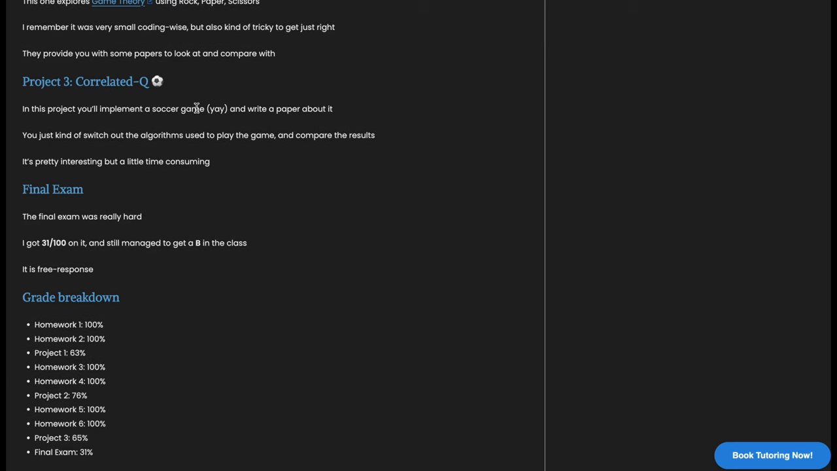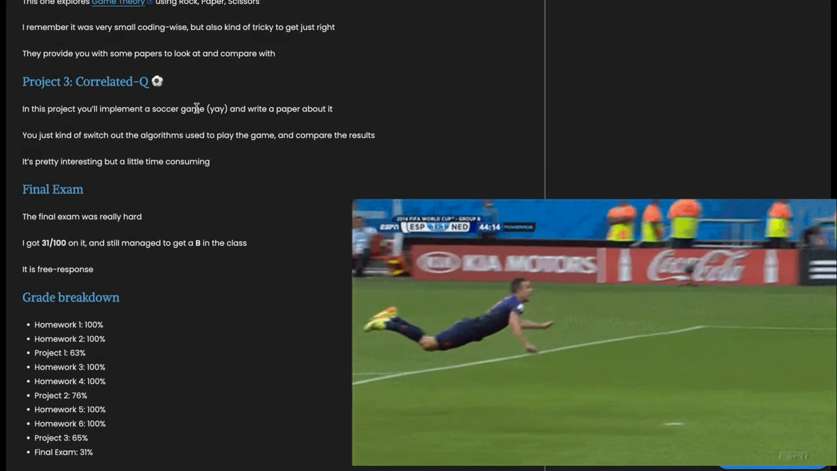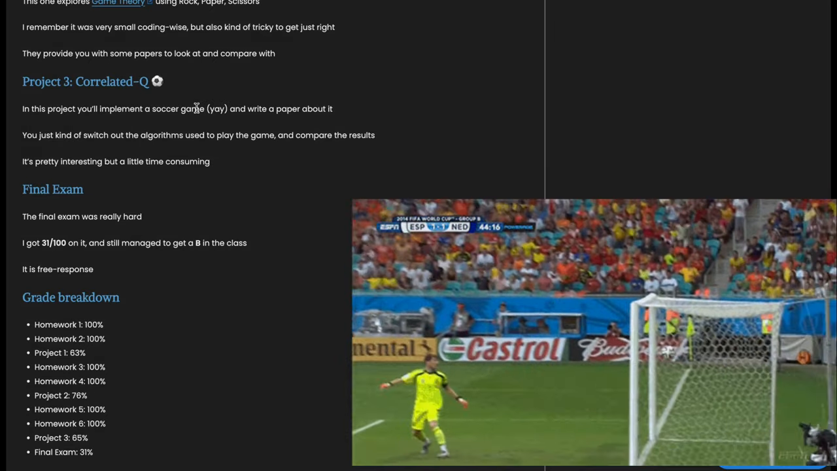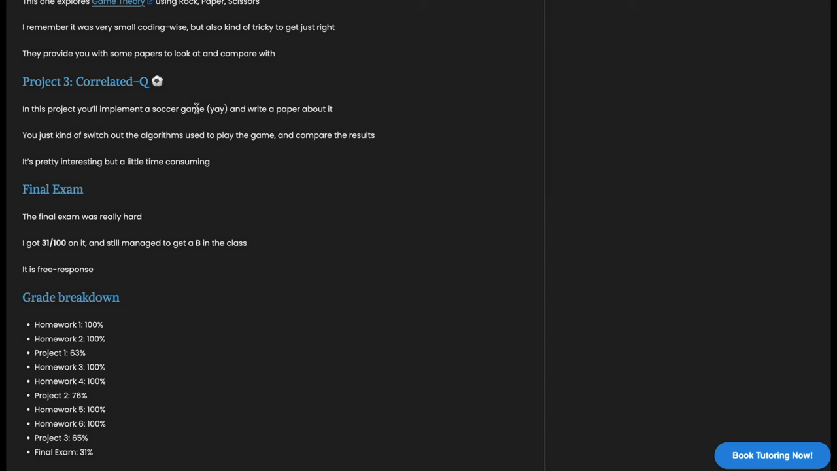You just have to read the papers they tell you to read, and that's it. All right, last project is Correlated-Q. You're going to implement a soccer game and write a paper about it. This gets kind of tricky because you're given basic rules of the game, but you're left to implement it yourself completely. There's no starter code or anything. You have to make sure the way you set up the game lets your model learn from it, so you want to structure your game to be easy to learn from. I don't know, it's kind of hard, honestly. It takes a while. And then you're supposed to write a paper.